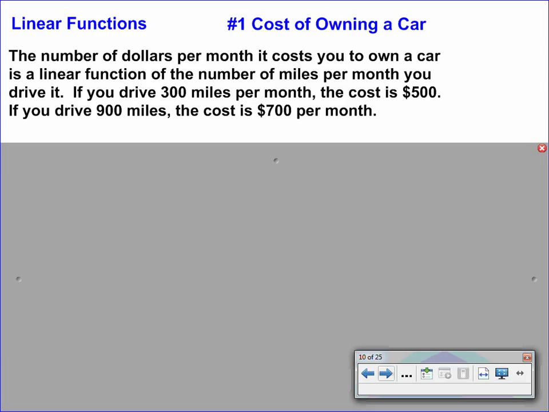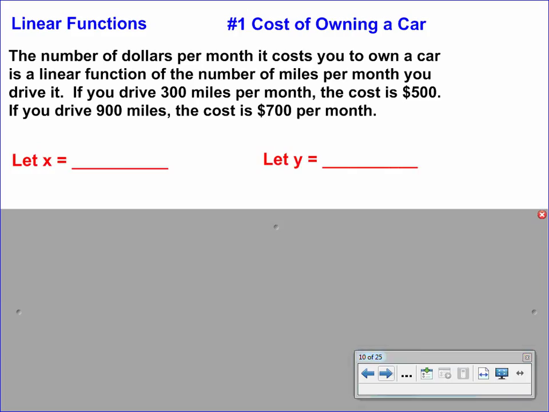The number of dollars per month it costs you to own a car is a linear function of the number of miles per month you drive. If you drive 300 miles per month, the cost is $500. If you drive 900 miles, the cost is $700 per month. Let's go ahead and choose variables X and Y to represent the independent variable quantity and the dependent variable quantity.